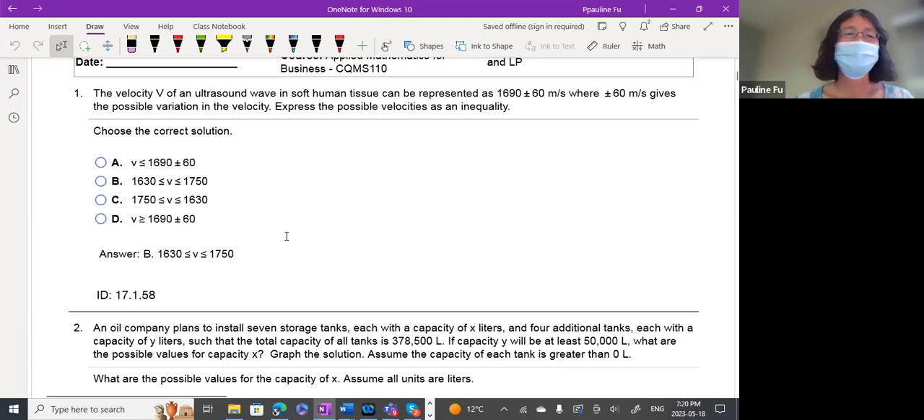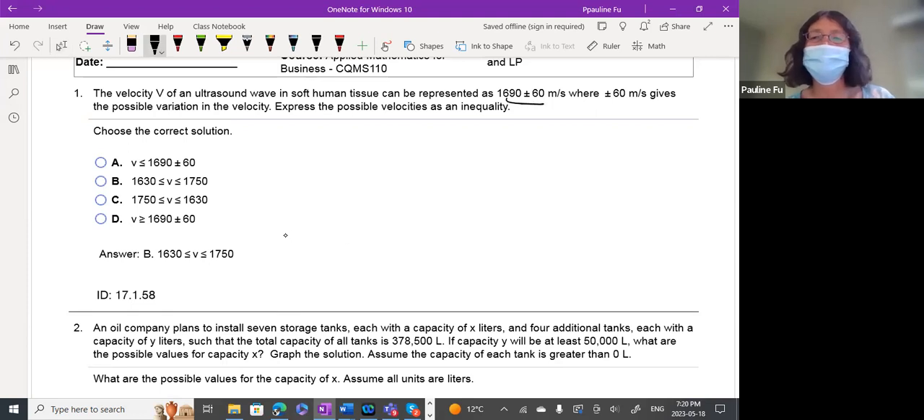Question 1. The velocity rate of an ultrasound wave in soft human tissue can be represented as this number, where 60 m/s gives the possible variation in the velocity. Express the possible velocities as an inequality. So if you are given a number in this format, 1,690 plus or minus 60, that means the maximum could be 1,690 plus 60, and the minimum could be 1,690 minus 60. So the velocity v is between those numbers.